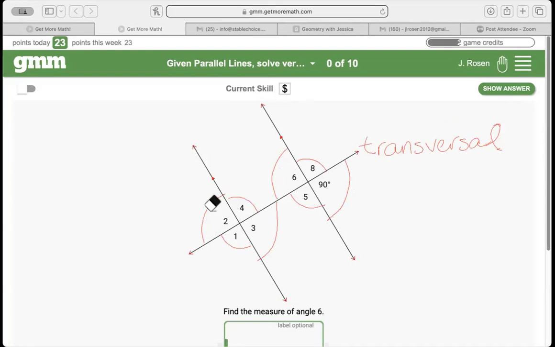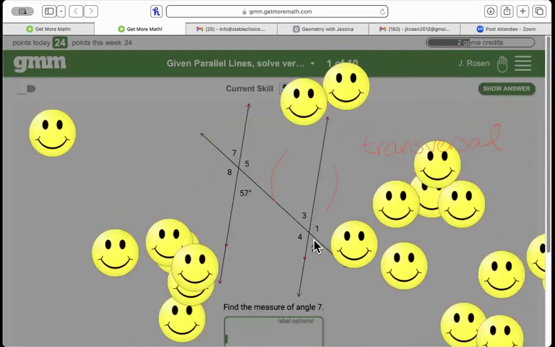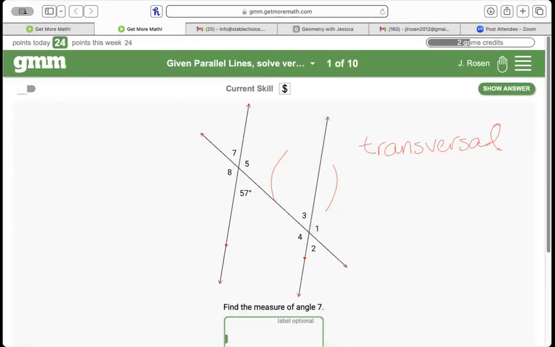So the first instruction with this is finding vertical angles when we're dealing with parallel lines given a transversal. So we already know that this is 90. We know that these are vertical angles, which means the angle of 6 is going to be, you got it, 90, right? No big deal. Then we have this one here where it says find the measure of angle 7. So here's angle 7. It is vertical to 57. So our answer is going to be 57.